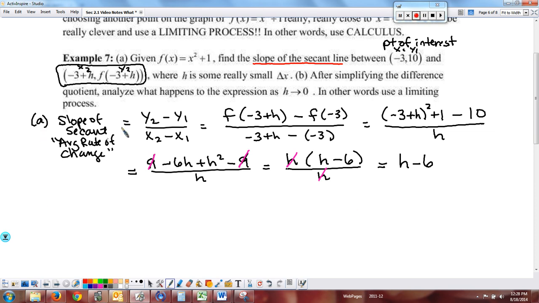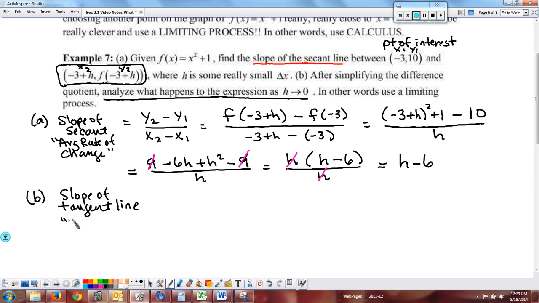Okay. Now, when I come down here, we've simplified. I want to analyze what happens as h goes to 0. So for B, what we're actually doing is calculating the slope of the tangent line, which is the instantaneous rate of change. And to do that, we're going to add a limiting process. This is where the calculus comes in. What we did in part A is really just pre-calculus. Nothing special, just some plug and chug with the difference quotient.